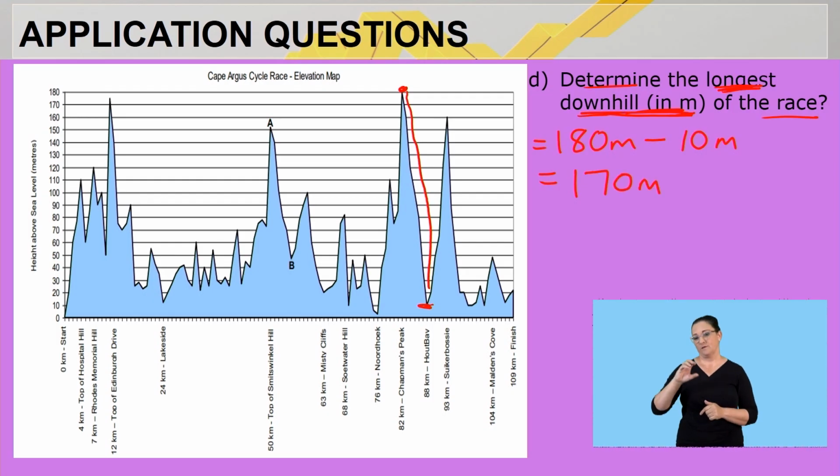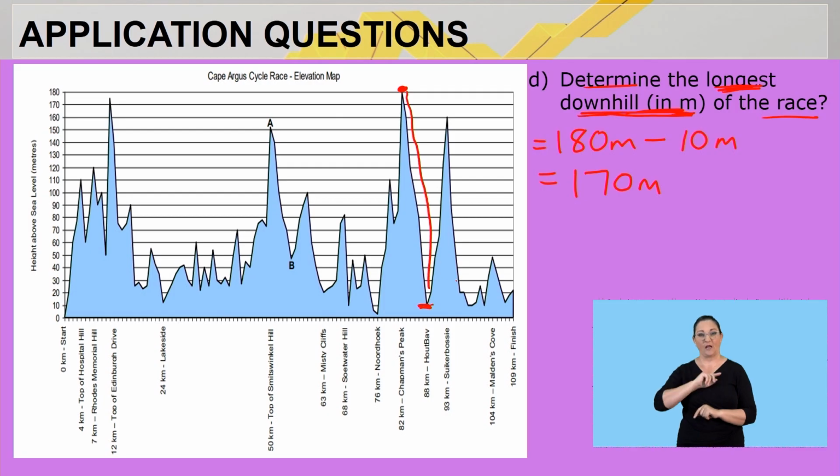Guys, are we fine? I'll do that again. Remember, I've identified the longest downhill, and then I had to indicate what that is in meters, the longest downhill of this specific cycle race. So I started at the highest point of this downhill, which is 180 meters. Now look, where's the lowest point? Where does this downhill stop before we start with an incline again? Right, so I note here it's at 10 meters.